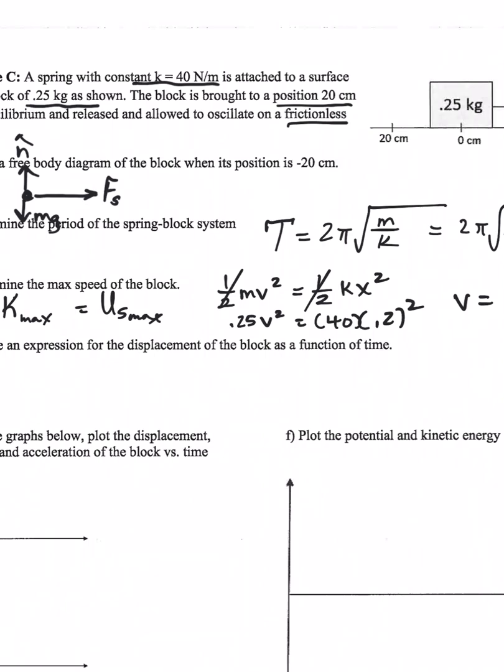Now it says derive an expression for the displacement of the block as a function of time. Well, we know x of t is equal to what? A cosine of omega t plus phi. Well, unless it tells you you've got a phase displacement, the phi goes away. Now, can we find omega to plug in? Can we find A? What is A going to represent? The maximum displacement. A is the max displacement, okay? So this is going to be x max.